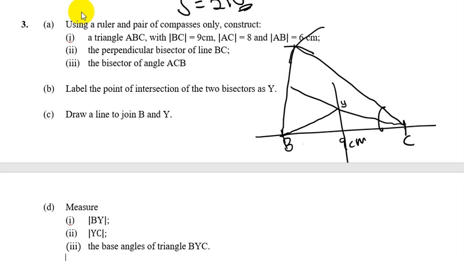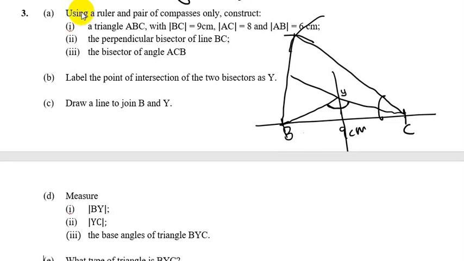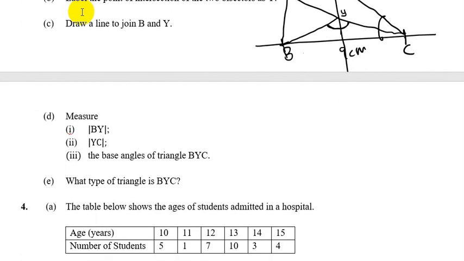And they said you should measure BY, measure YC, and also the angle BYC. So you find this angle. Okay, you measure this angle too as well. So that's how the triangle will look like. And they say, what type of triangle is this?